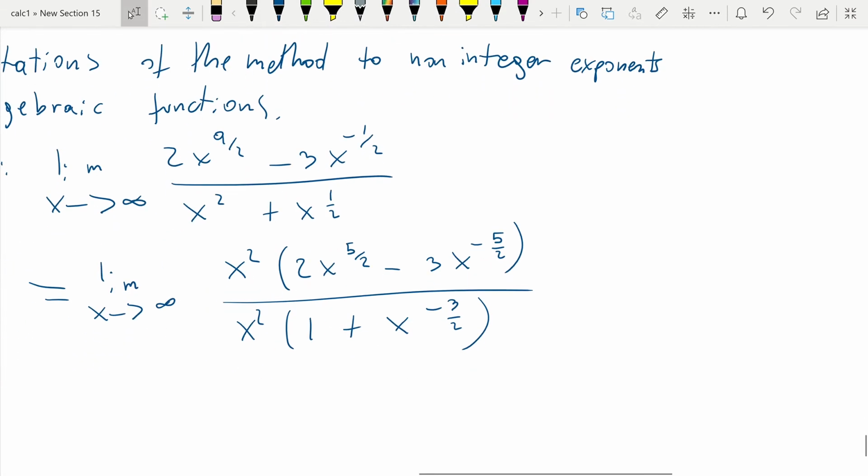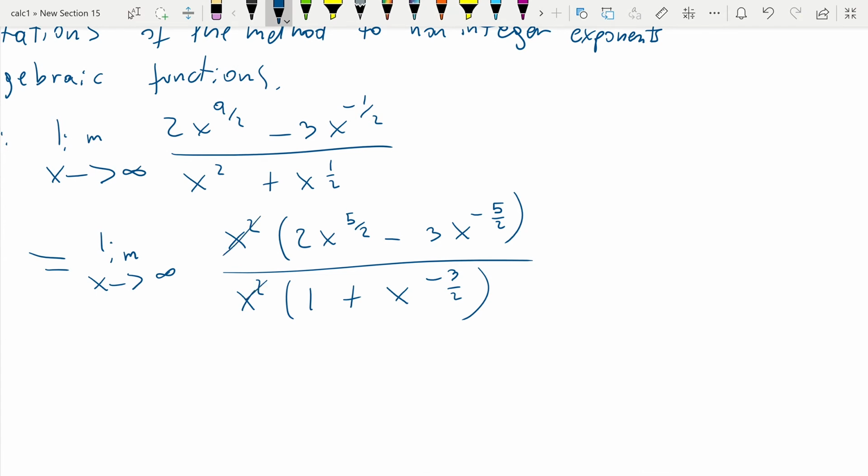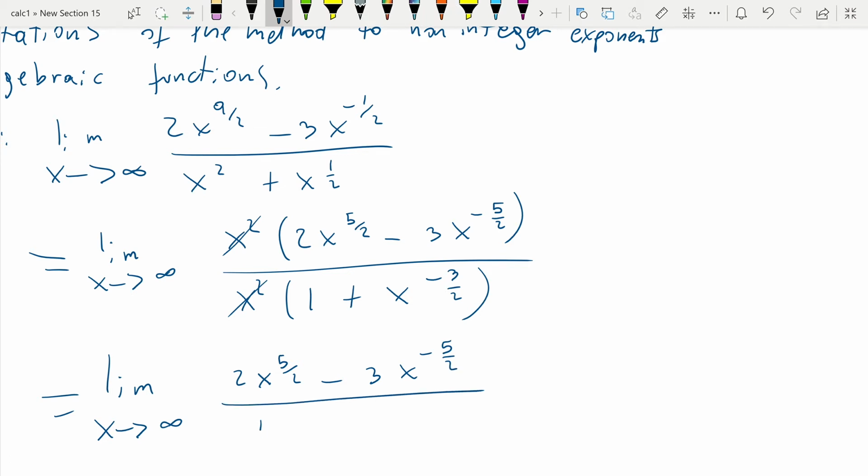And then we can simplify and get rid of the x squared. We get that this is the limit when x goes to infinity of 2 times x to the 5 over 2 minus 3x to the minus 5 over 2, divided by 1 plus x to the minus 3 over 2.